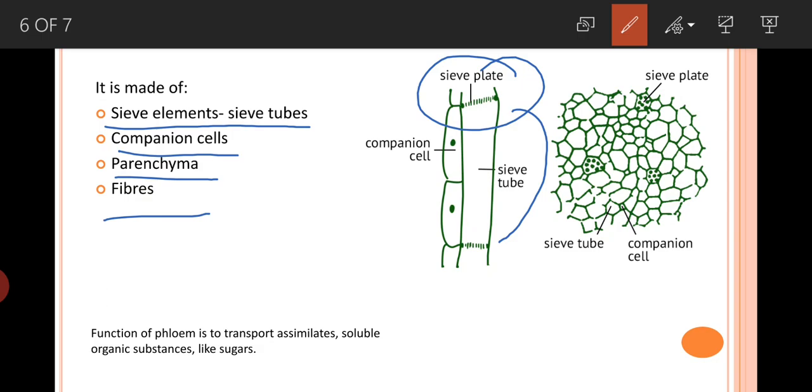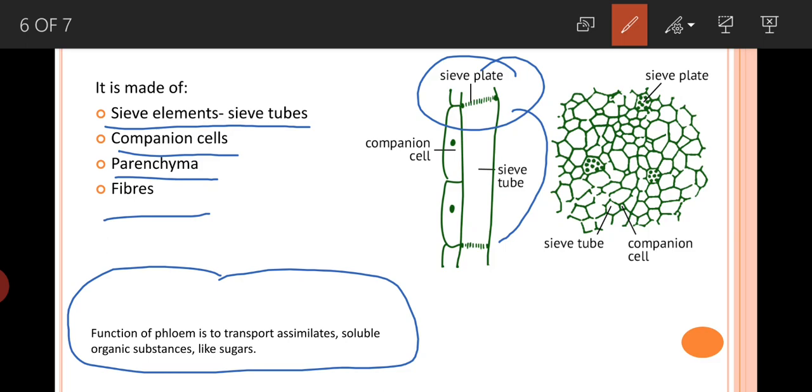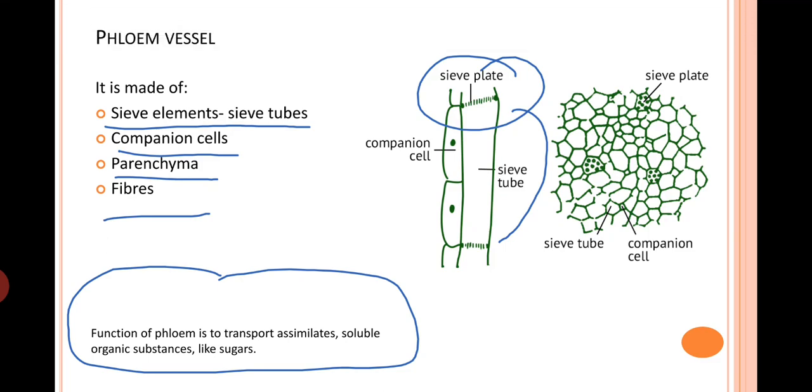As I mentioned in this video, the xylem has the function to transport water, while the phloem has the function to transport assimilates, soluble organic substances like sugars, which are made in the process of photosynthesis in the leaf. This was the lesson for this video, xylem and phloem structure.